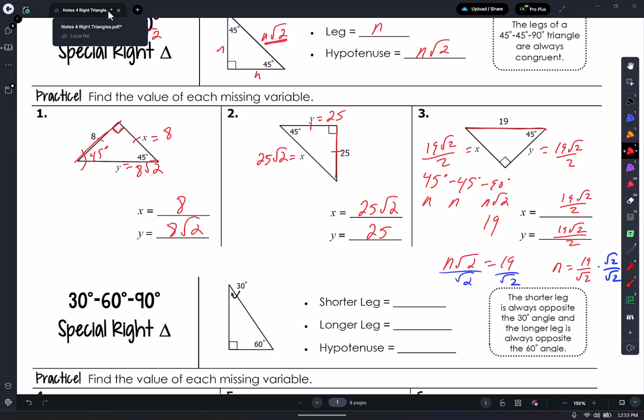It does not reduce. See? 19 root 2 over 2. How do we feel, guys?